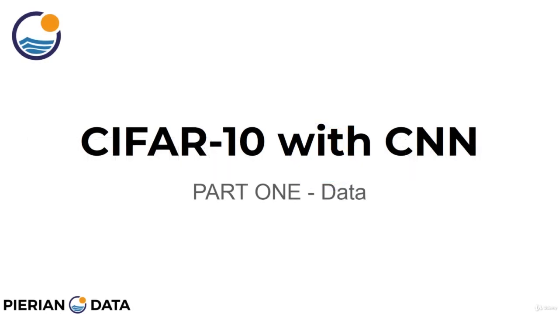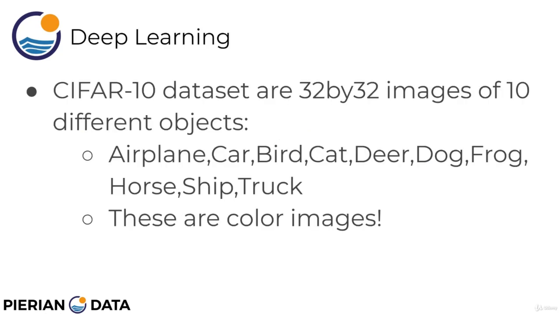Welcome back everyone to this series of lectures on the CIFAR 10 dataset with convolutional neural networks. And in part 1 we're going to be focusing on the data itself. The CIFAR 10 dataset are essentially 32 by 32 images of 10 different objects: airplanes, cars, bird, cat, deer, dog, frog, horse, ships, and trucks.